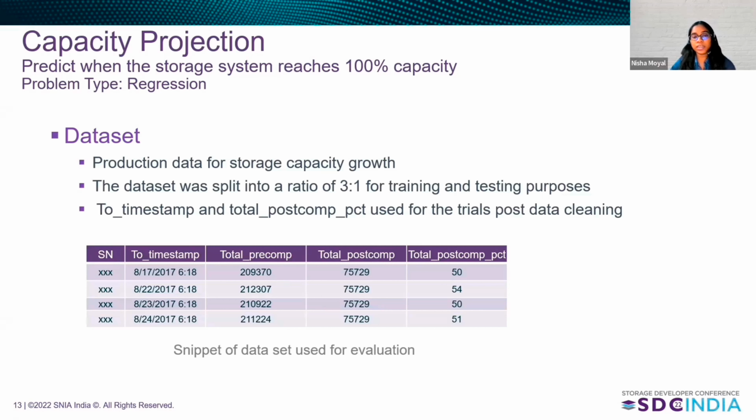For our trials, we are using a dataset of an enterprise storage system, the storage capacity growth dataset, and our dataset is split in the ratio of 3:1 for training and testing purposes. Initially, it has multiple columns, as you can see in the snippet of the dataset. Post data cleaning, we are using timestamp and total post compression PCT.